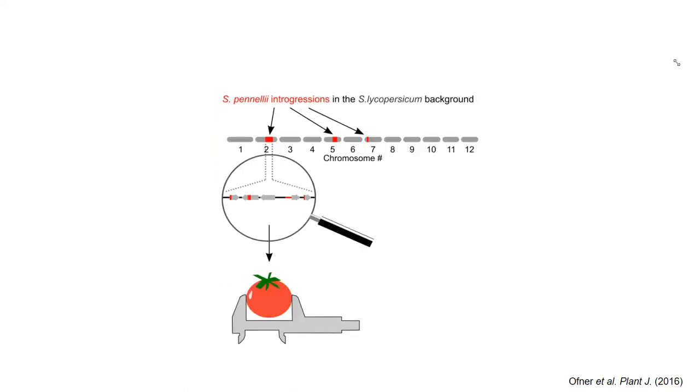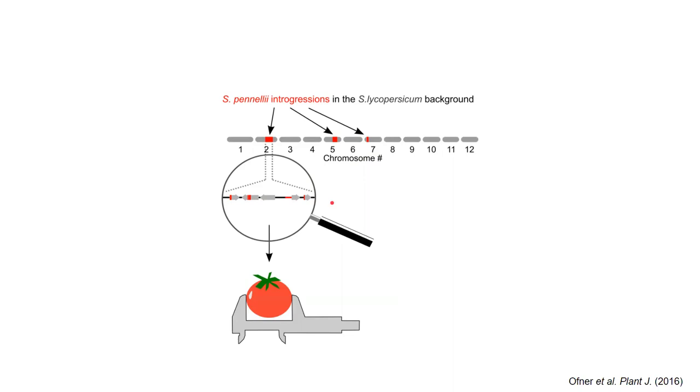And these introgression lines contain small fragments of Solanum pennellii genome in the background of the Solanum lycopersicum genome. These small introgressed fragments of Solanum pennellii are well characterized on the level of both gene sequence as well as gene annotation. So we are not working only on the level of the introgression, but we can actually look inside the introgression and identify the differences between the genes that would be there in the Solanum lycopersicum background and are now introgressed from Solanum pennellii.